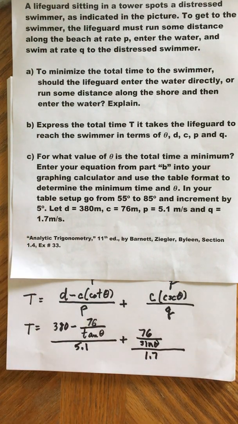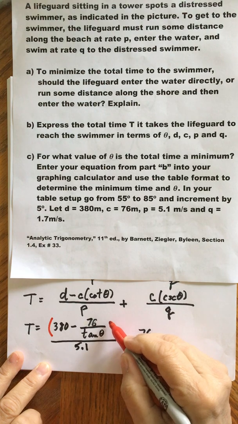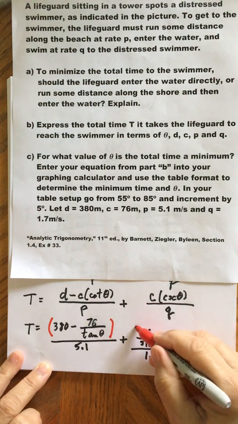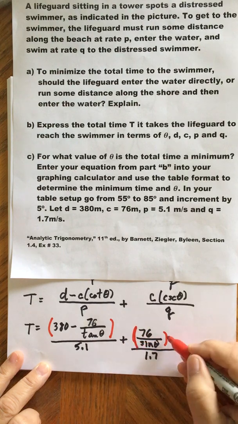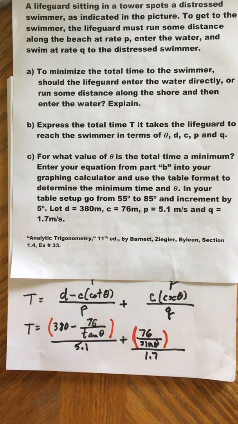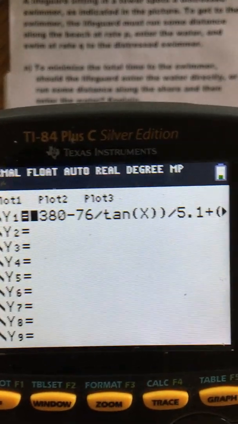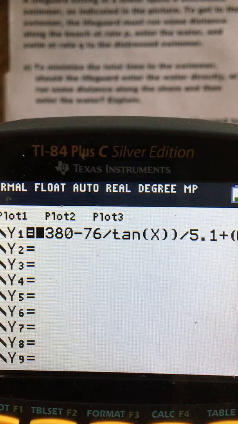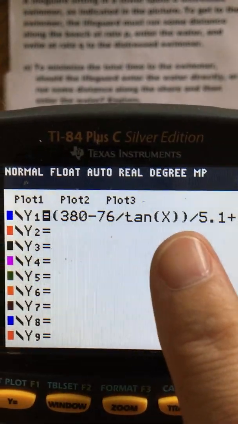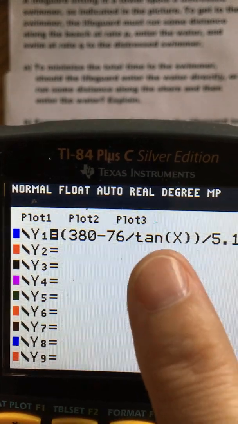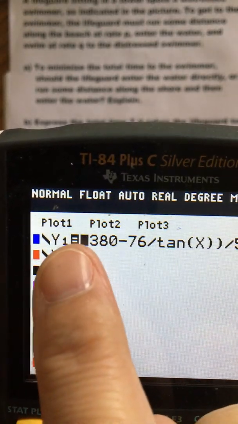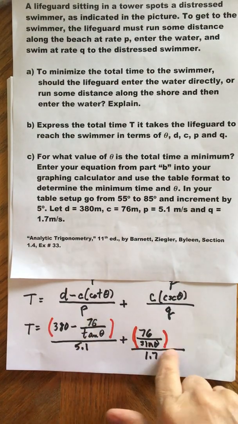Okay, so in my calculator, what I'm going to have to be careful about is, you do y equals, and then you're going to have to open up parentheses, put all that in there, and then divide. It's easier to understand, so put that in parentheses. Now I'm going to show you what I've got in my calculator. All right. So I have here 380 minus 76 divided by tangent of theta. And notice you have the double parentheses. The first parentheses is the closing of the angle, and this other parentheses is to close this parentheses. And then all divided by 5.1.